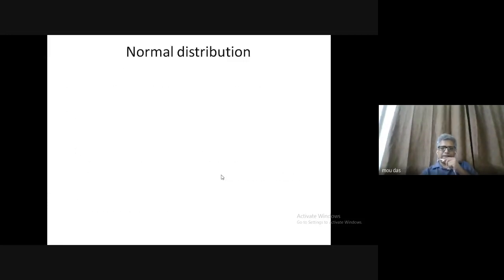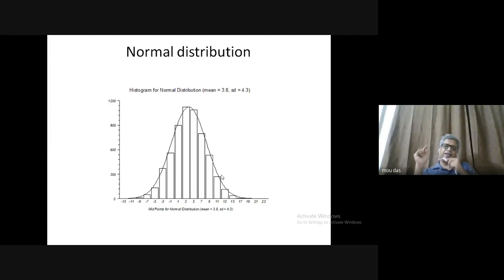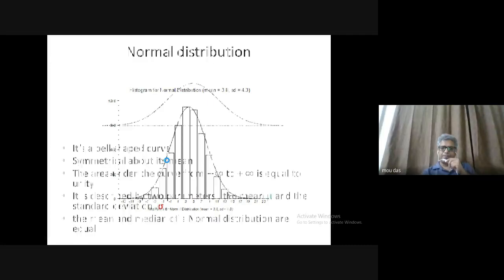How does it look? It's like a frequency histogram where you plot the different frequencies of observations in different intervals, and you get a typical bell-shaped curve. If you connect the midpoints of all these histogram bars, you get a curve, and this curve is nothing but the normal curve.